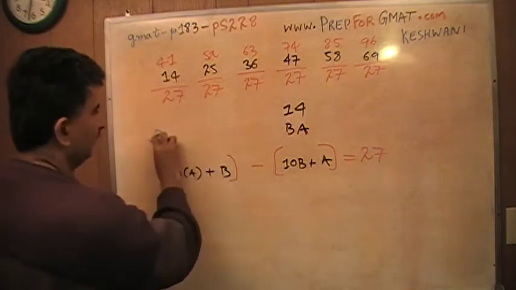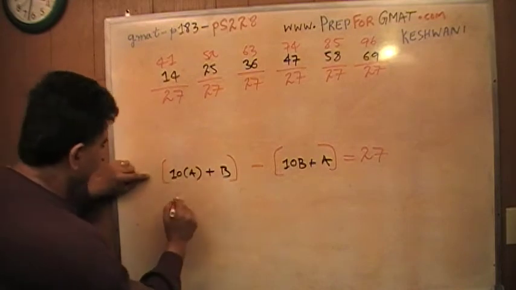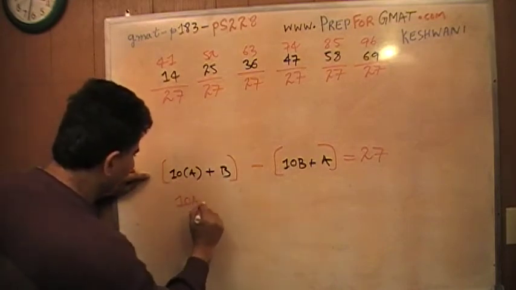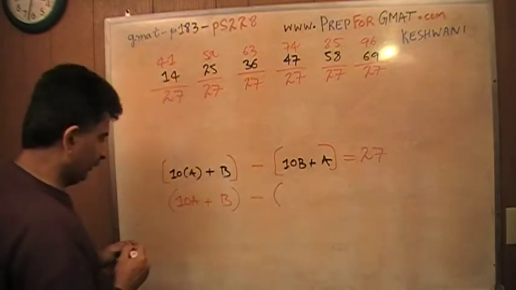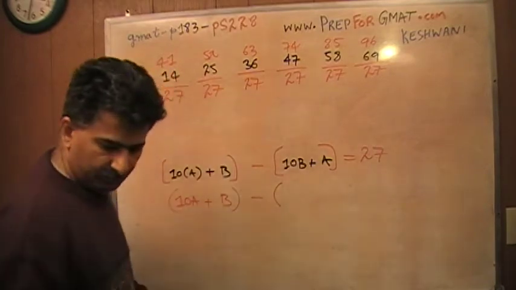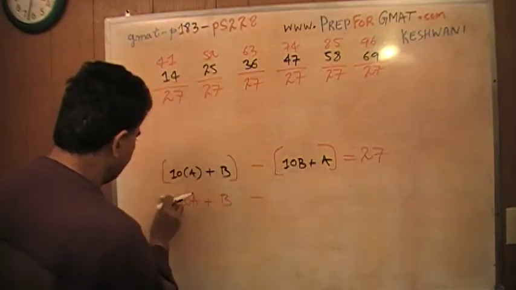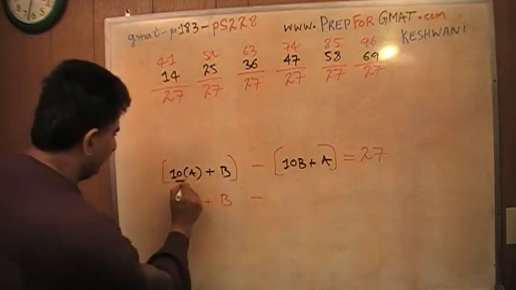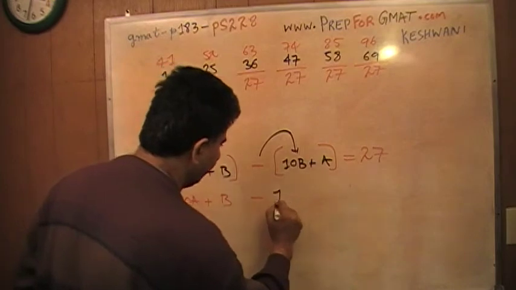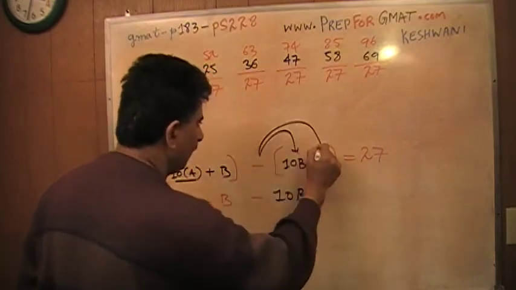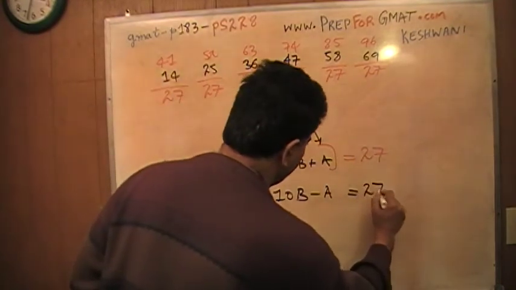So let's erase this part. We don't need this thing. This was nonsense. Let's solve it. So I get 10A plus B, that's this part here, minus, well, I'm going to actually open the parentheses. So this gives me 10A right here, plus B, minus 10B, and then minus A, because this minus sign gets distributed, minus A equals 27.